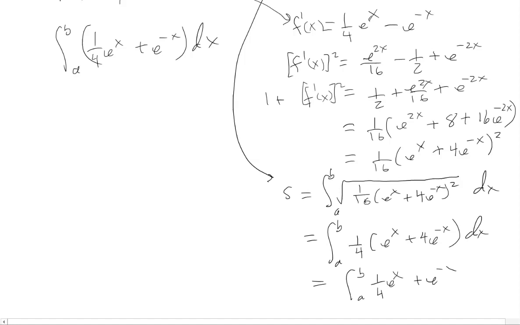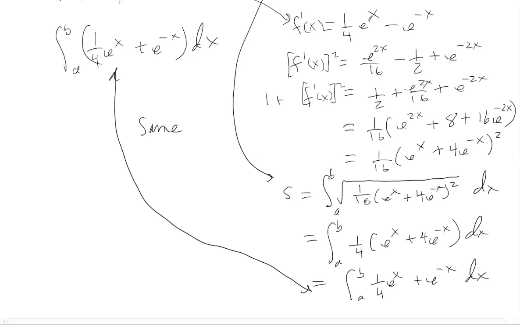And we notice if we expand this, we're going to have 1/4 e to the x plus an e to the negative x. And we realized, wait a minute, these two are actually the same. It's the same integral. So it's interesting to see that for this particular function, the arc length is the same as the definite integral itself. And since it's positive, that means the arc length is going to be equal to the area. So that's just an interesting problem.